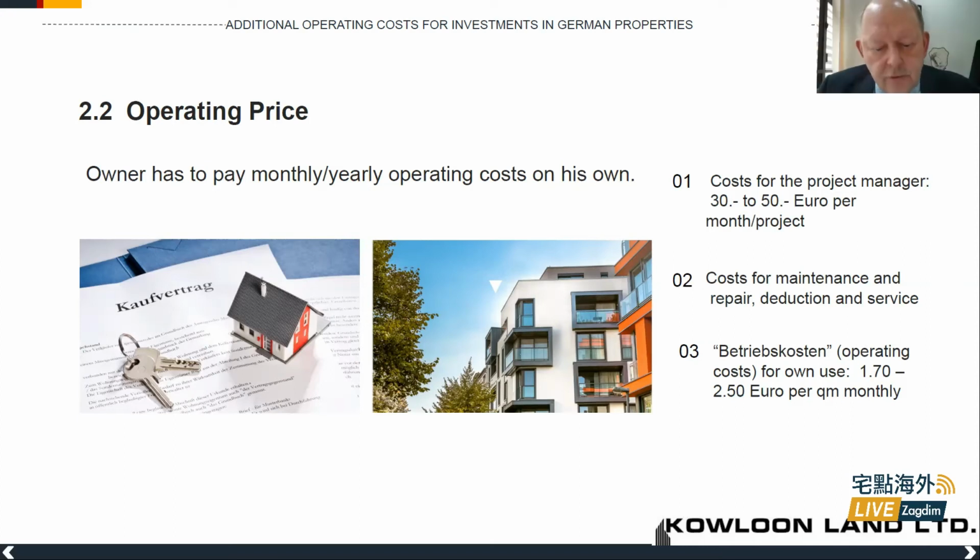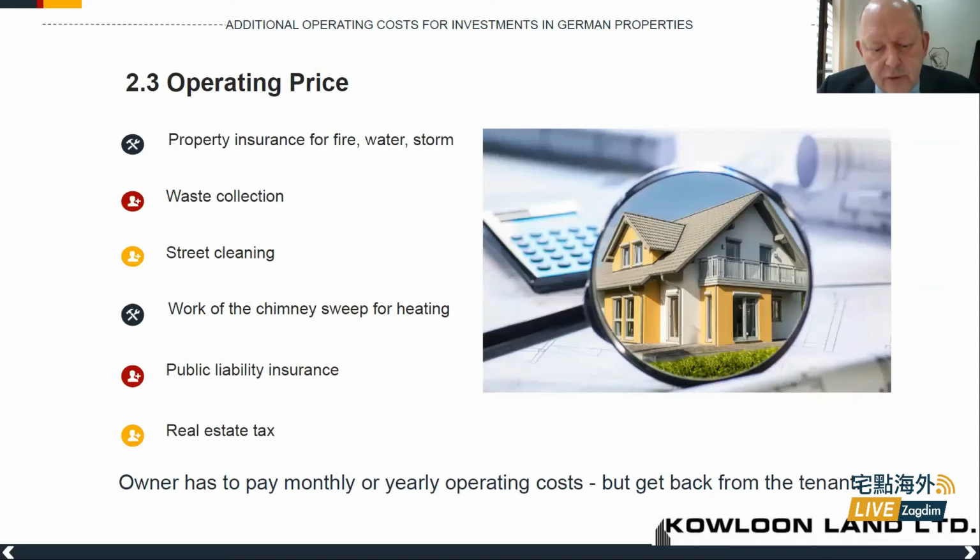Okay, let us look further at the different costs here for operating. You will see this is sometimes a little complicated, sometimes very easy, and it's mostly compared to the situation here in Hong Kong or China. First of all, you have here the property insurance for fire, water, and storm. This is a normal insurance to protect the houses, mostly against storm or water. Fire is not so often.